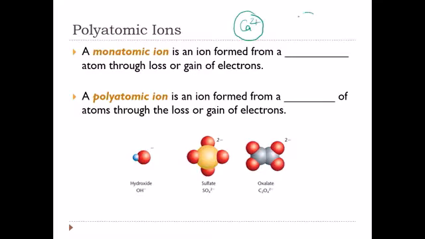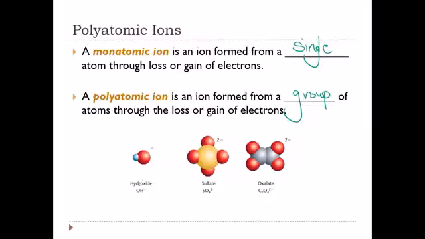However, we could also have a group of atoms that collectively forms a charged entity or ion. And when we have this group of atoms that forms an ion, this is called a polyatomic ion. So a monatomic ion is an ion formed from a single atom through the loss or gain of electrons. A polyatomic ion is an ion formed from a group of atoms through the loss or gain of electrons.